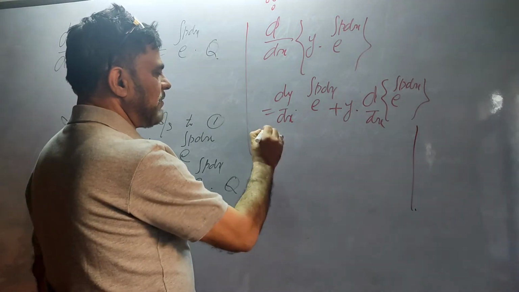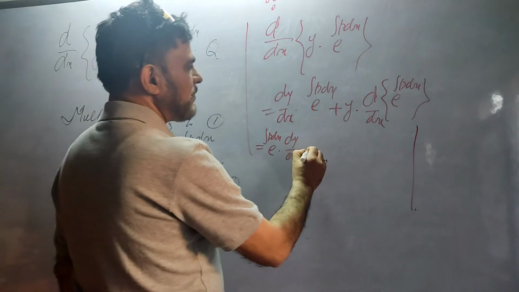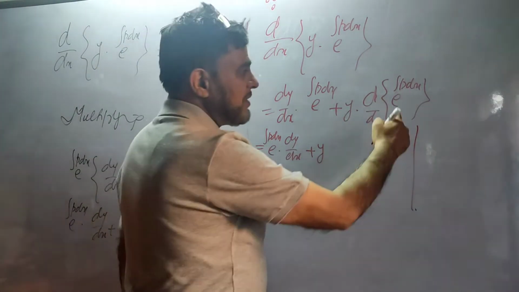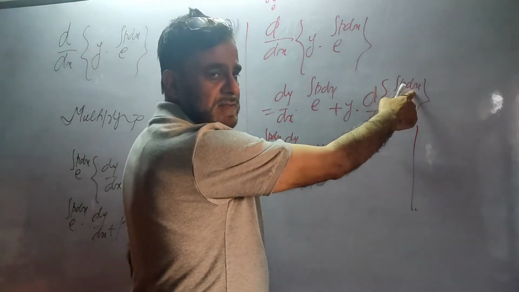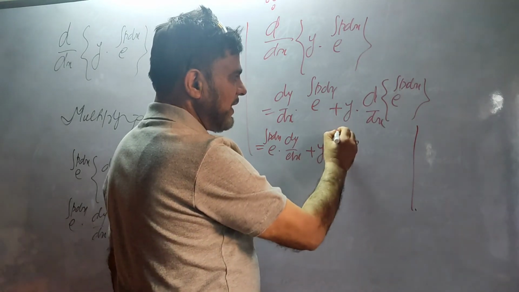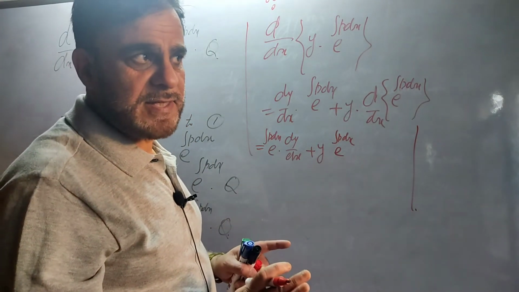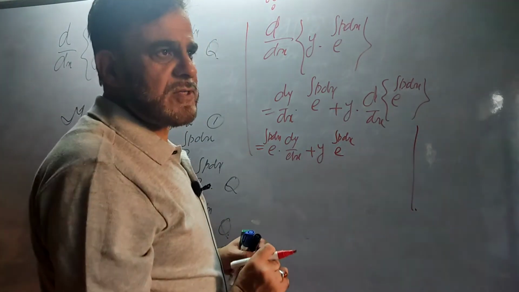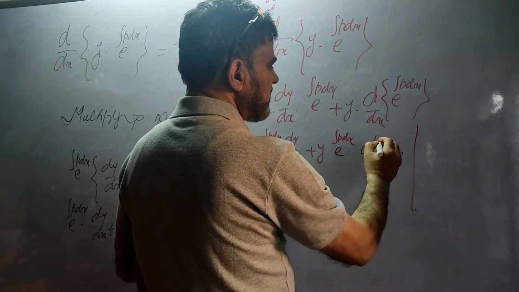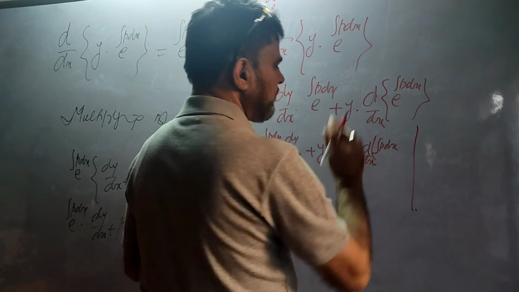It is e raised power integral of p dx dy by dx plus y times, what is the derivative of this? Yes, it is an exponential function, e raised power mx. Exponential function as it is, e raised power integral of p dx, then differentiation of power with respect to x. Then you write differentiation of power, which is integral of p dx with respect to x. Do you follow?